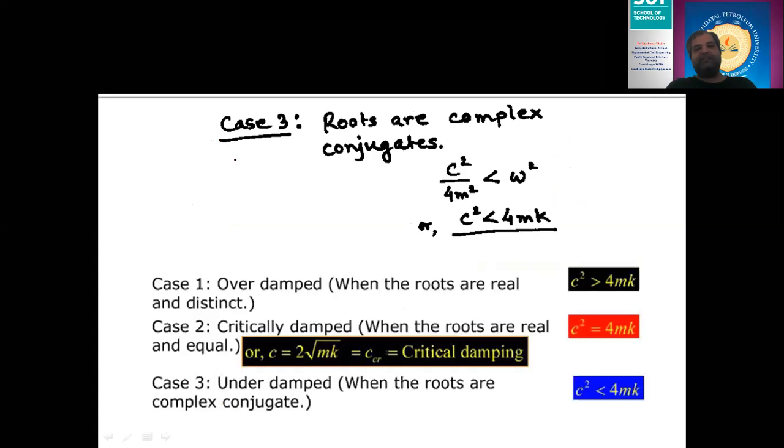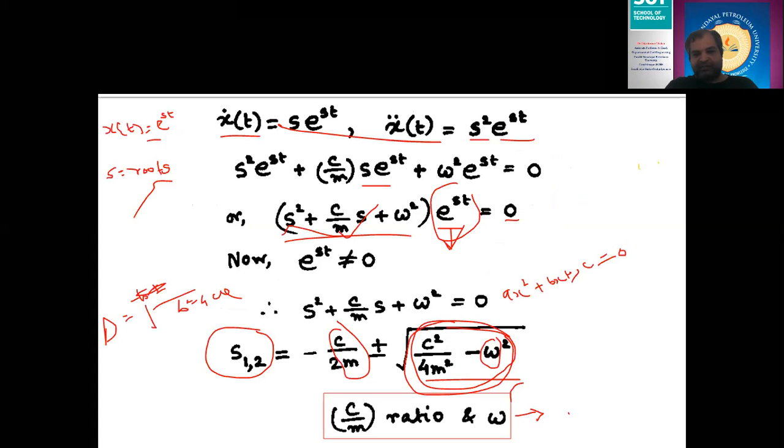The third condition is where I will say my roots are complex conjugate, when the roots come as complex numbers. If you see in this equation, if this value is less than 0, in such a case, if c square by 4m square minus omega square is less than 0, then definitely the under root of minus 1 will come into the picture, because it is a negative value. The under root of minus 1 is a complex number.